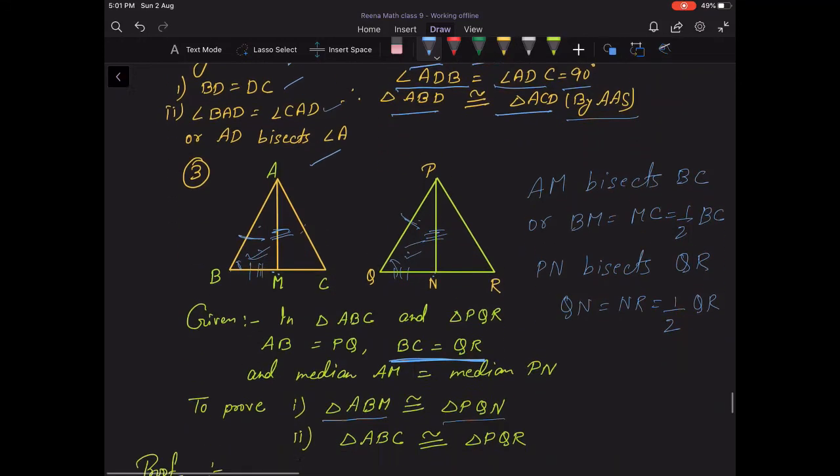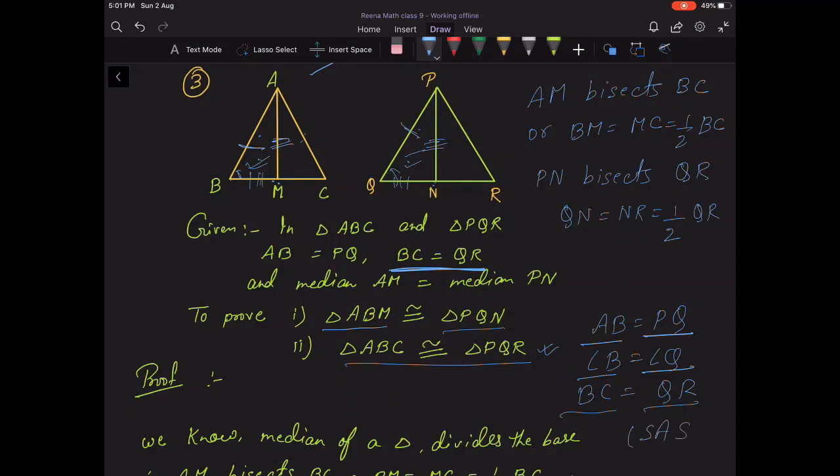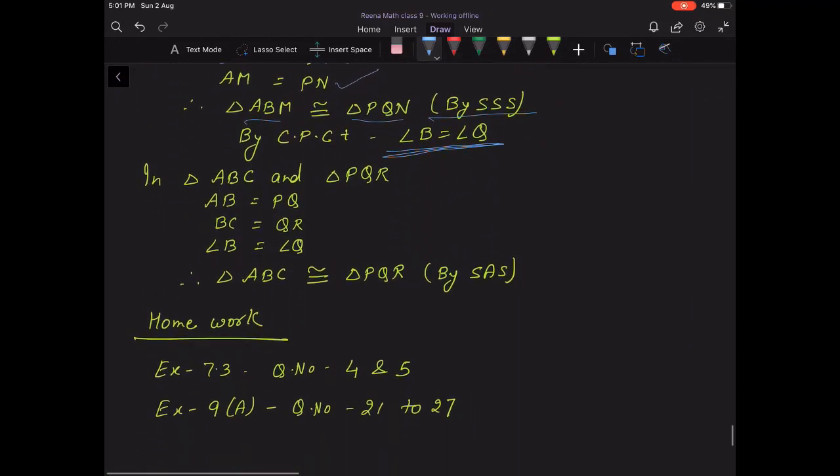Now, easily we can prove triangle ABC and triangle PQR are congruent. You see, for this triangle we can write AB is equal to PQ, angle B is equal to angle Q and BC is equal to QR. Just check, AB is equal to PQ, angle B is equal to angle Q, just now we have proved, and BC is equal to QR. So, by SAS, triangle ABC will be congruent to triangle PQR. So which I wrote here. So students, question number 3 is over.